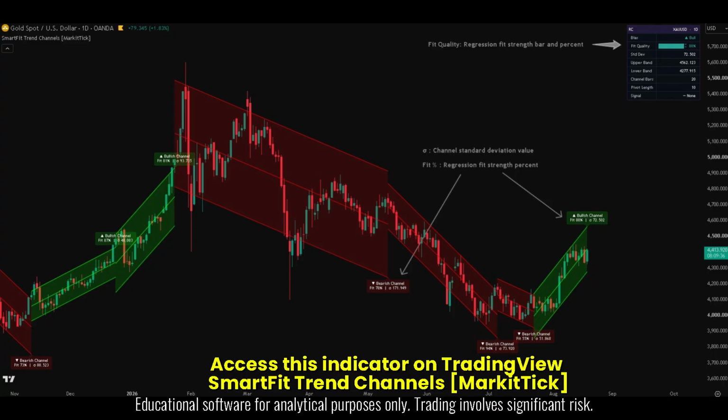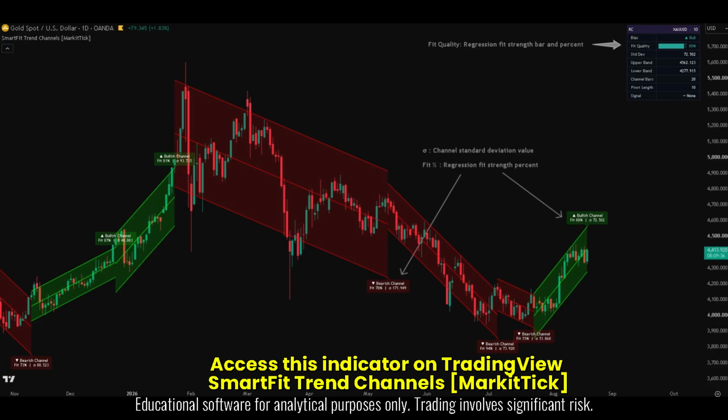Statistical validity is the core differentiator here. Rather than assuming every regression line is meaningful, the indicator computes a Pearson correlation coefficient, R, for each channel, measuring how tightly price actually adheres to the fitted trend line. Channels falling below a configurable fit quality threshold are visually flagged as weak fit, giving the trader an immediate read on whether the current trend structure is statistically reliable or just noise.